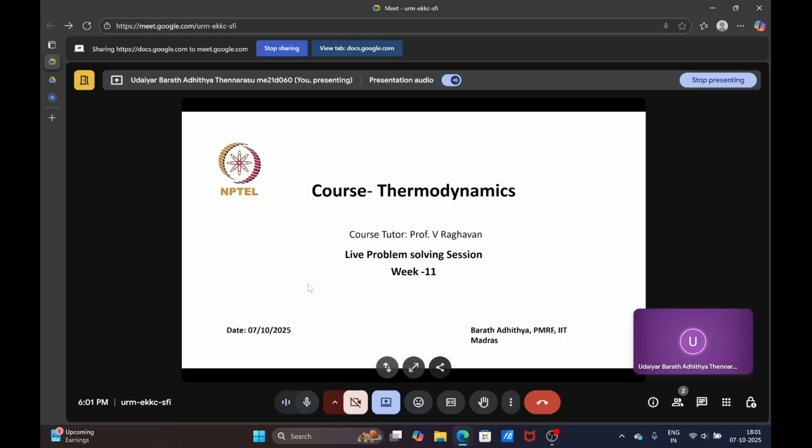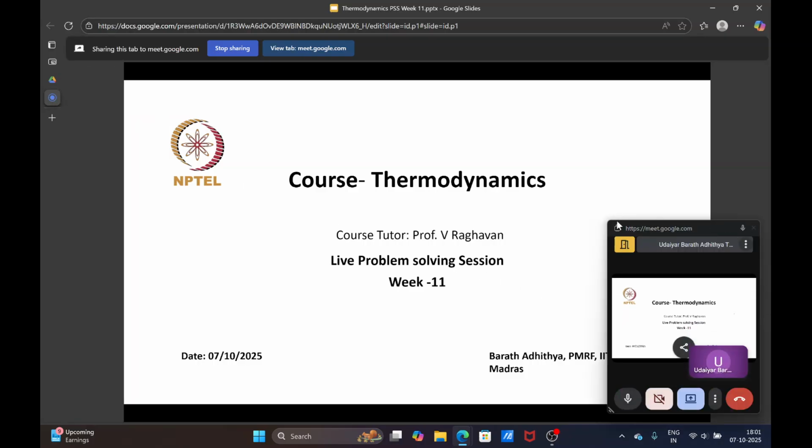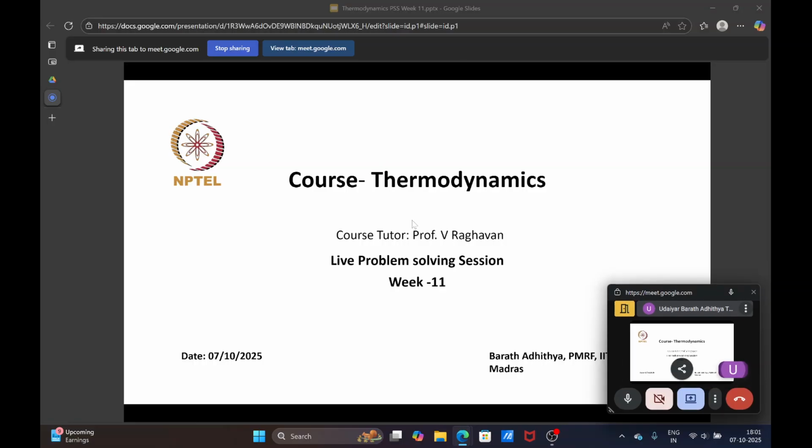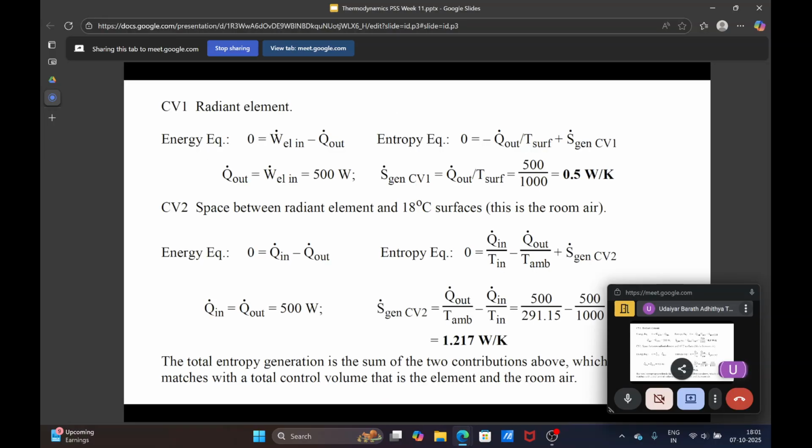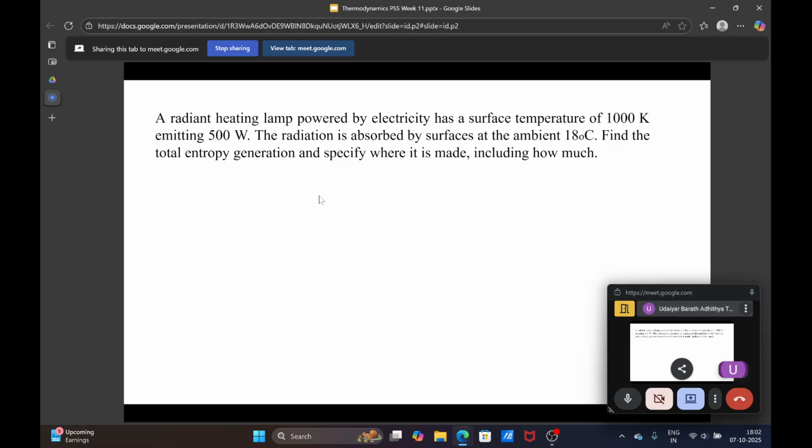Continuing with the second law analysis, we'll see some more problems today. So let's get started. The problems will be similar to what we saw in the previous week, where we apply the entropy balance and the first law analysis to the system to estimate the properties and the energy balances and so on.